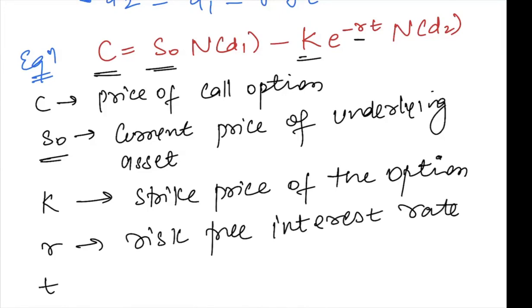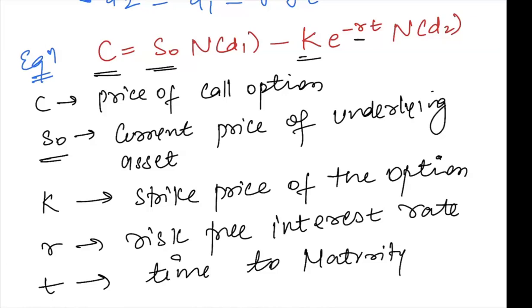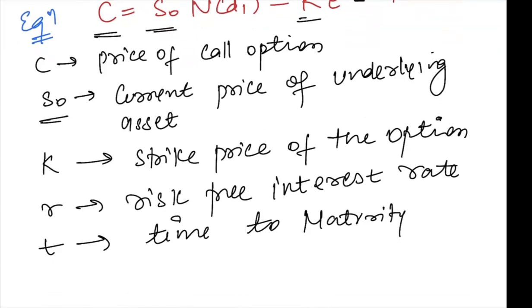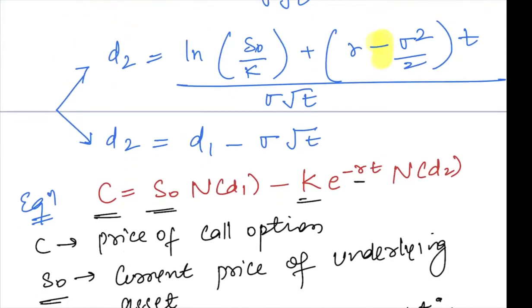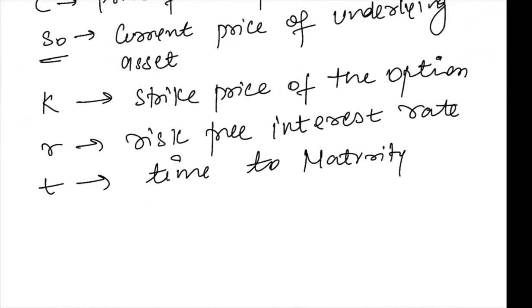T is what? Time to maturity, or you can also say expiry. And this last term, which is everything is covered. This term, N term. This is considered as cumulative distribution function.